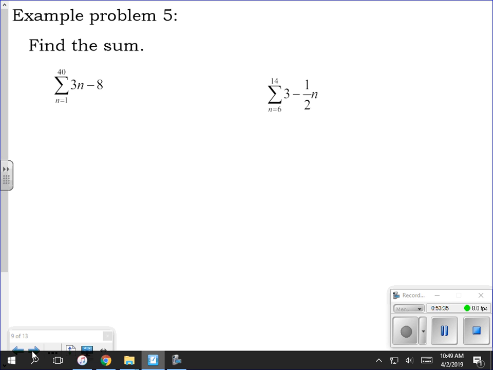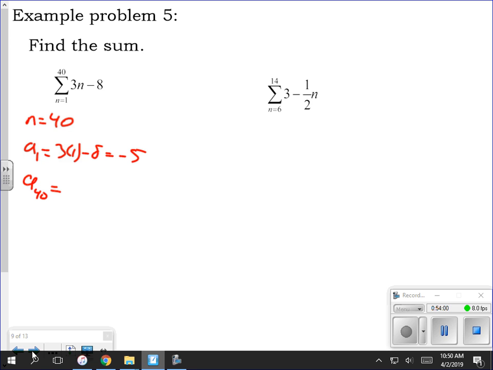Okay, how many are there? I'm going from 1 to 40. How many do I have? 40. So n equals 40. I'm adding up the first 40 terms. The first term, plug in 1. A sub 1. 3 times 1 minus 8 gives me -5.